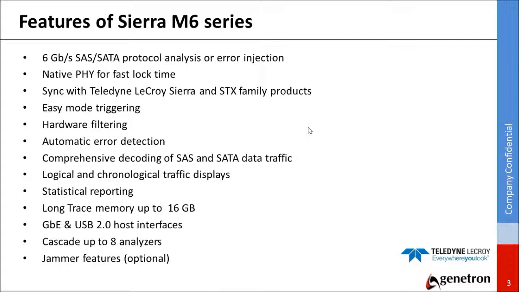In high-speed serial data analysis, the SATA analyzer provides the most accurate capture, display, and analysis of both SAS and SATA data traffic at data rates up to 6 GB per second. The SATA product family includes the capability of protocol analysis, traffic generation, host or device simulation, and jamming, all within one system.